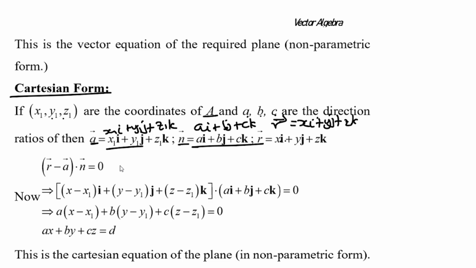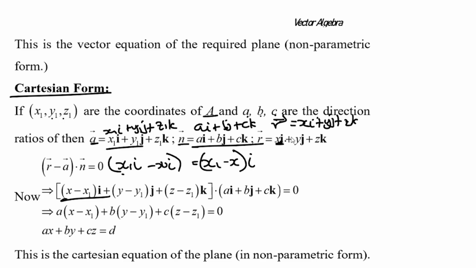And we already know that we are subtracting a from r. So if you have x1 i, then the corresponding one we are going to subtract is x i. So when you put this together, we are going to have x minus x1 times i. And that is what you have here.